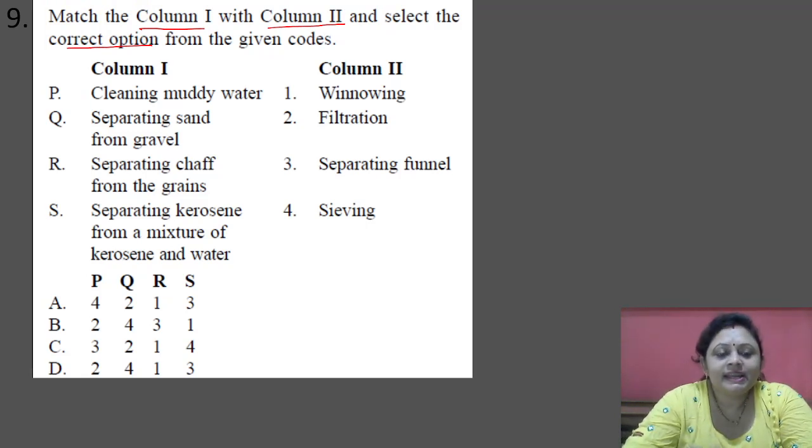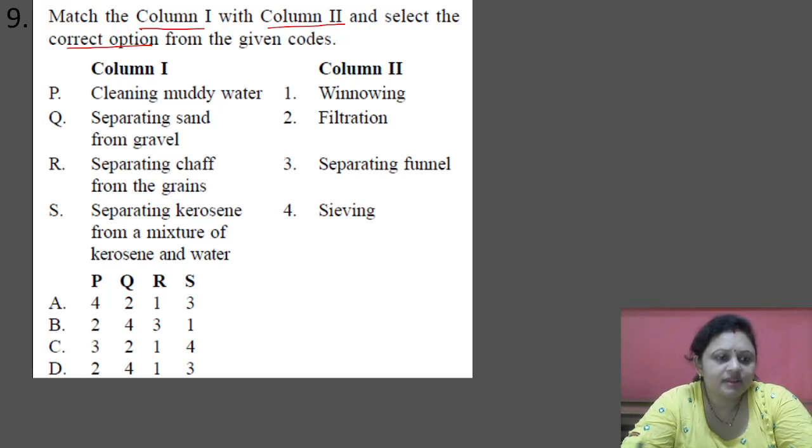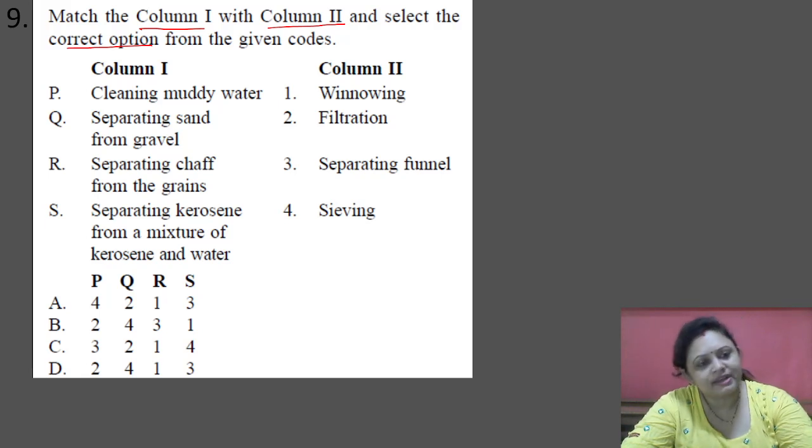Column 1: P, cleaning muddy water. Q, separating sand from gravel. R, separating chaff from the grains. S, separating kerosene from a mixture of kerosene and water. Column 2: 1, winnowing; 2, filtration; 3, separating funnel; 4, sieving. Our options for PQRS are: A, 4213; B, 2431; C, 3214; D, 2413.